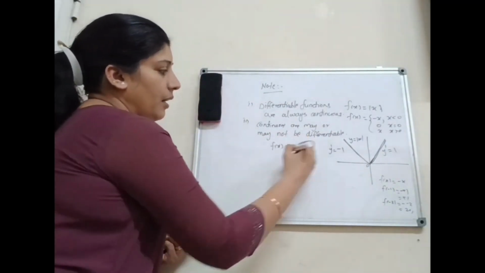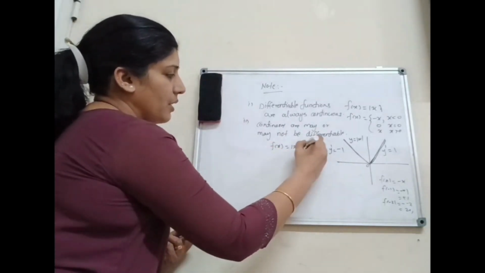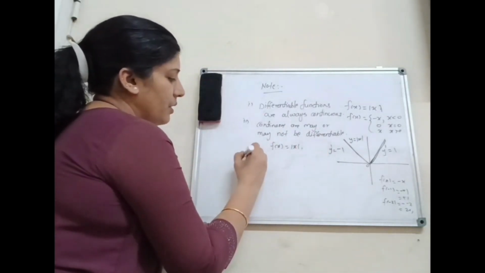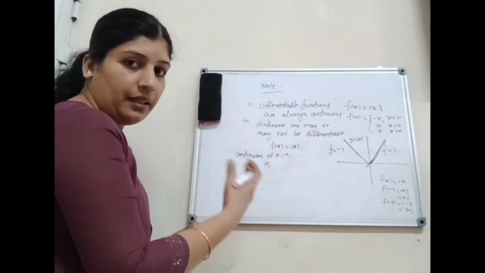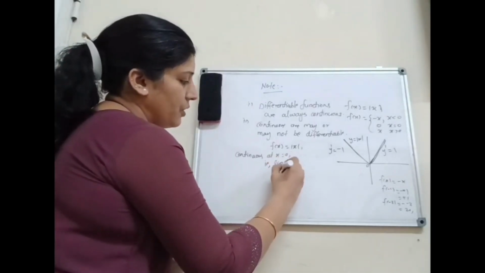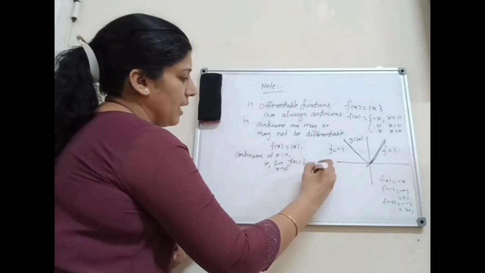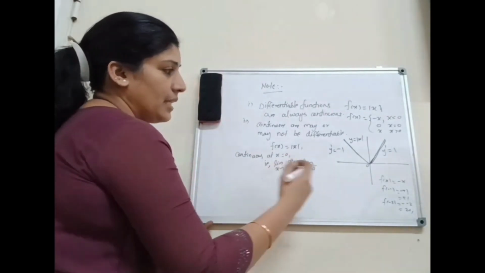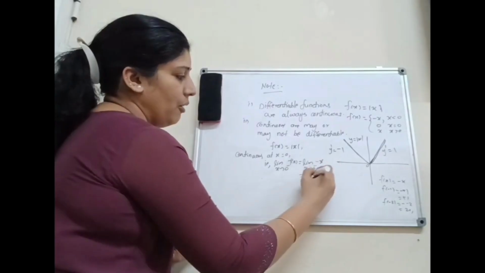is continuous at x equal to 0. How can we prove it? Continuous at x equal to 0 means what? Here we have to prove the left hand limit and right hand limit are equal. First we consider the left hand limit, limit x tends to 0 minus f of x. What is that? For x less than 0, f of x is minus x. That implies limit x tends to 0 minus of minus x, the value will be 0.